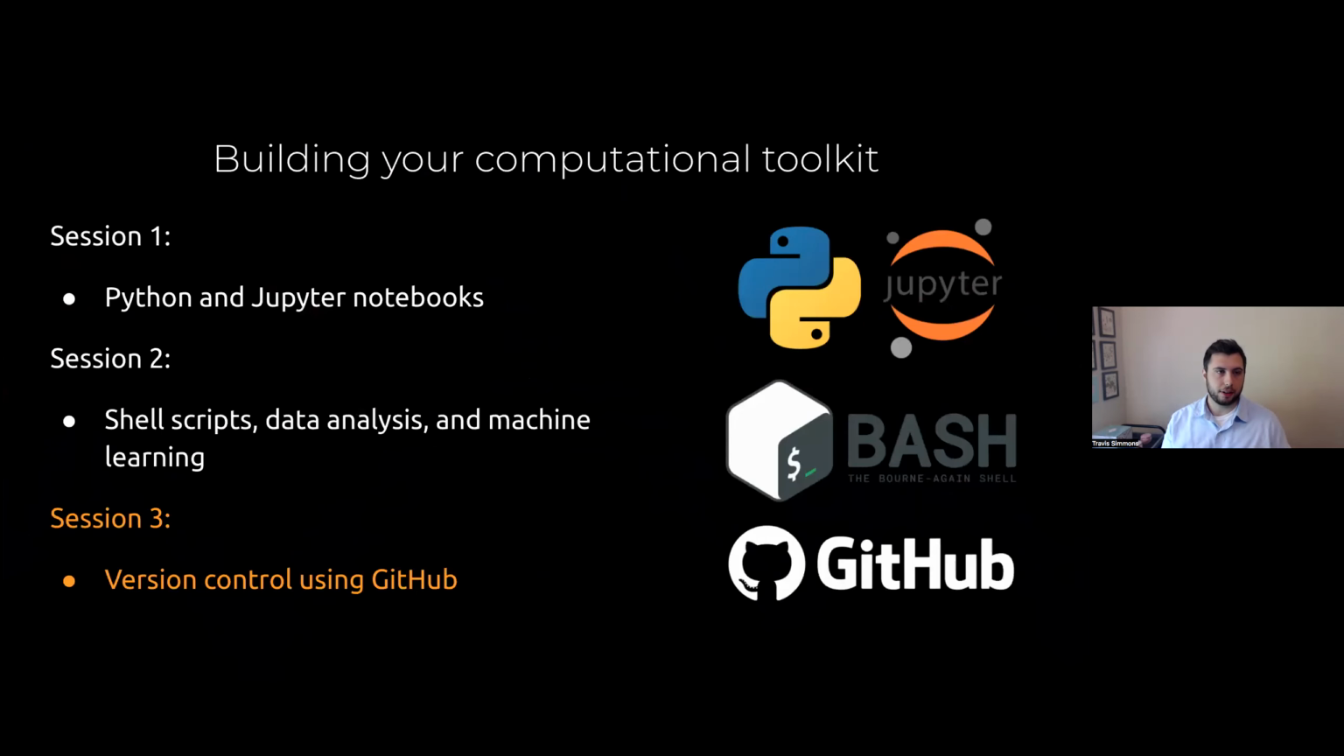So if you guys weren't here for the last few weeks, in the first session, we went through the introduction to Python and Jupyter notebooks. Then we did some command line stuff with shell scripts, did some data analysis, and then we ran out of time to do the machine learning. So we're going to do that machine learning today at the end of this workshop. And today we're going to be talking about version control using GitHub.